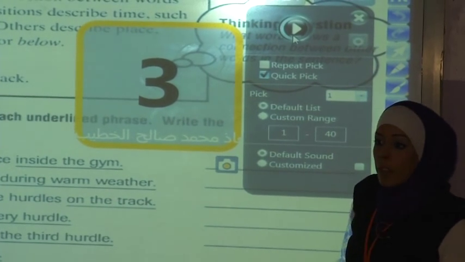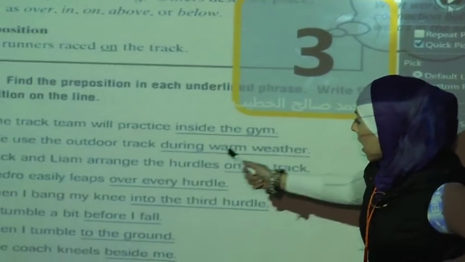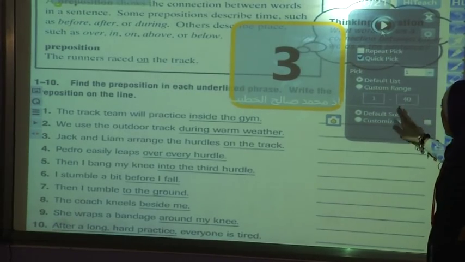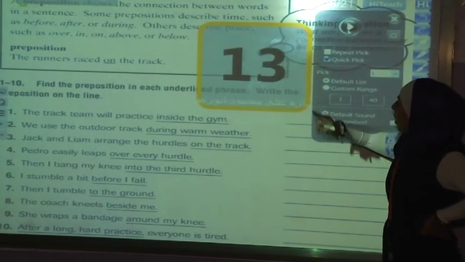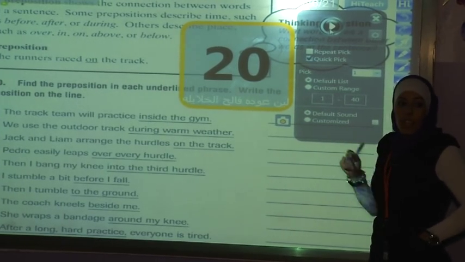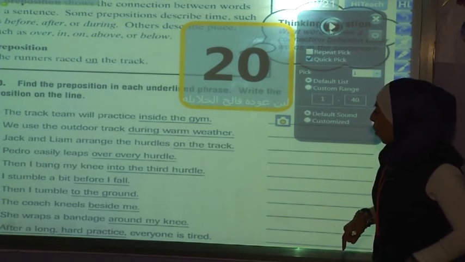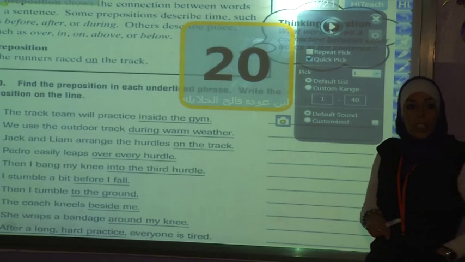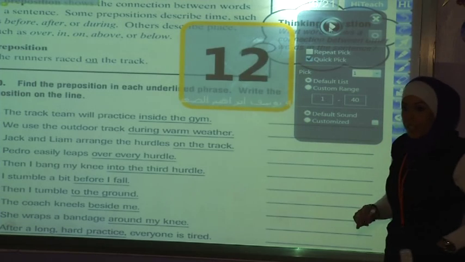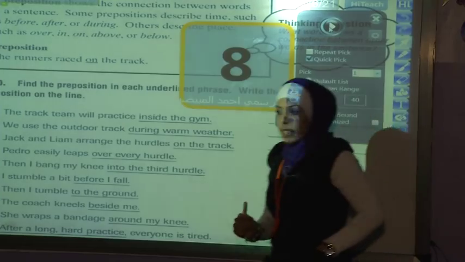Number 3. Tell me. Jack and Liam arranged the hurdles on the track. On. Excellent. Okay. I like it when I choose you. Pedro easily leaps over every hurdle. Over. Okay, very good. Let's do number 5. This is easy, right? Number 8. Read it for me.